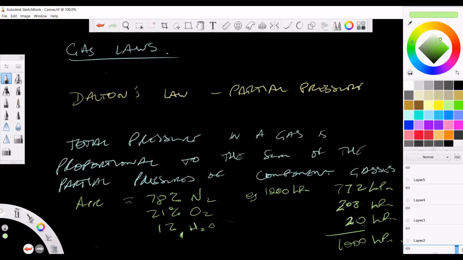What that means is for every part of water I'm adding, I must be removing a bit of oxygen and nitrogen, if my pressure hasn't increased. So at a given pressure, if I've got more humid air, it must have slightly less oxygen and slightly less nitrogen. The reason that's important is because it's slightly less dense. You might have heard the expression hot, high, and humid for performance.